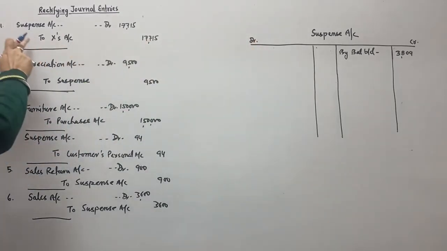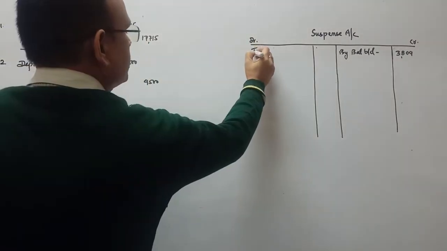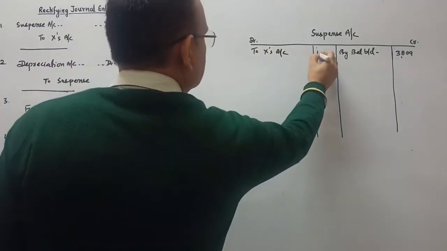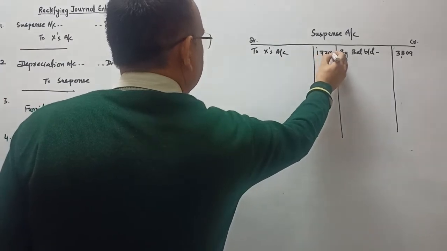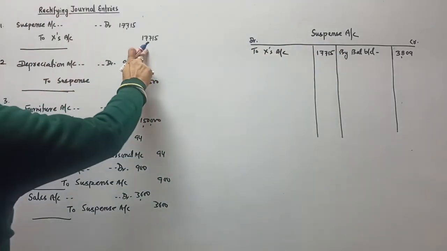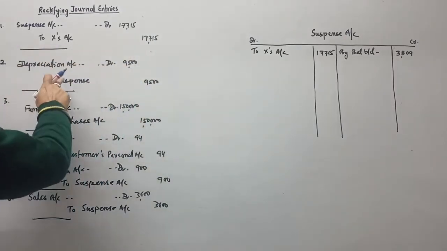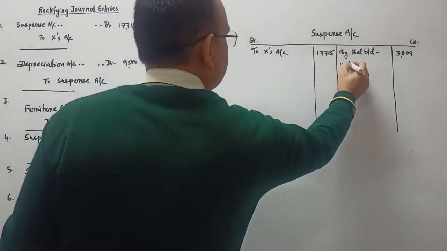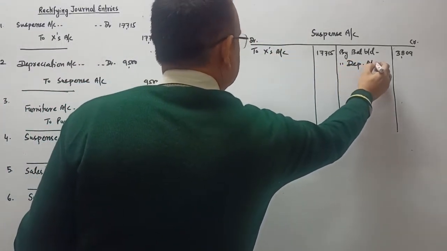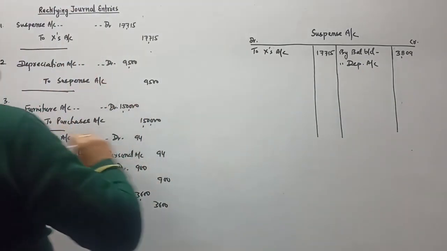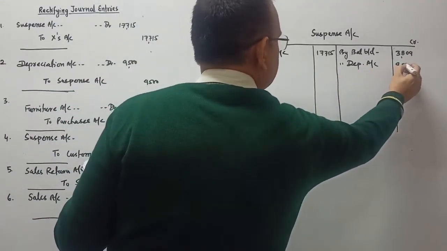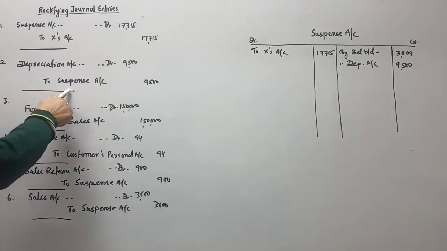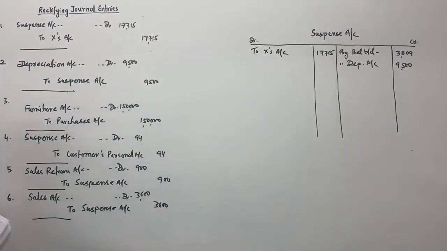Now we will do the posting of this entry in the suspense account. So first one is suspense account debit to X account. So you write it over here to X account. It is 17,715. Here the suspense account is on credit. So on the credit side we will do the posting by depreciation account, 9,500. Depreciation to suspense. Suspense is on credit, so we'll do the posting in the credit side of the suspense account.